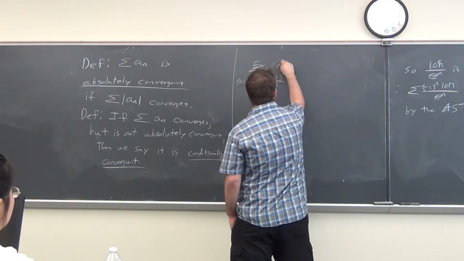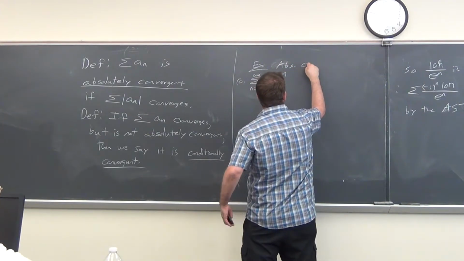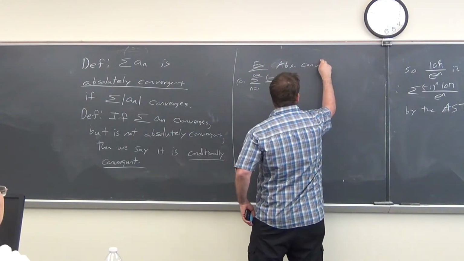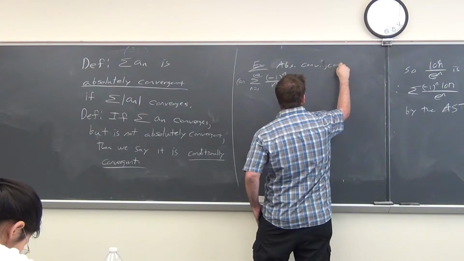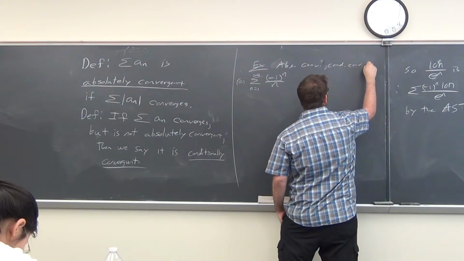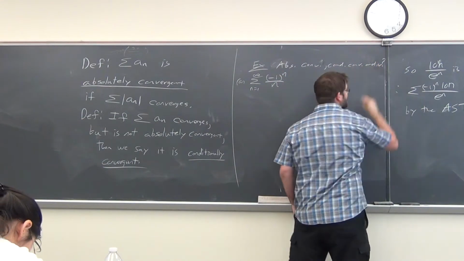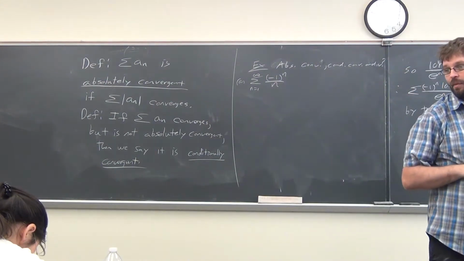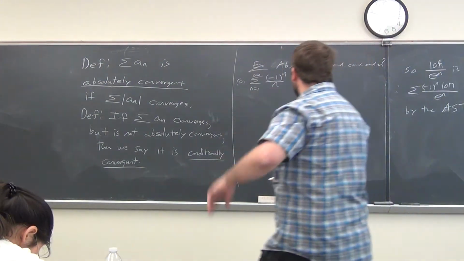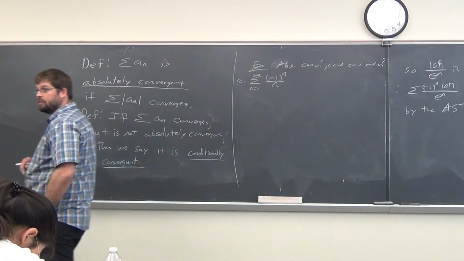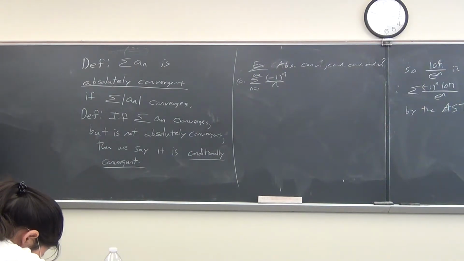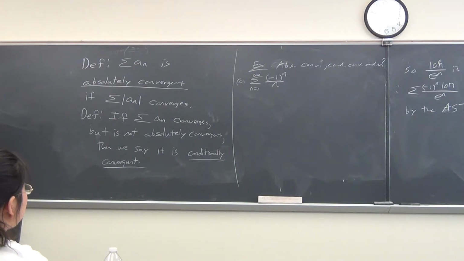Let me write this down. So now we're going to see stuff like this: absolutely convergent, conditionally convergent, or divergent. So that'll be what the questions ask a lot of times, determine which one of these is true. So how about this guy? What's the name of this series again? The alternating harmonic series, right?